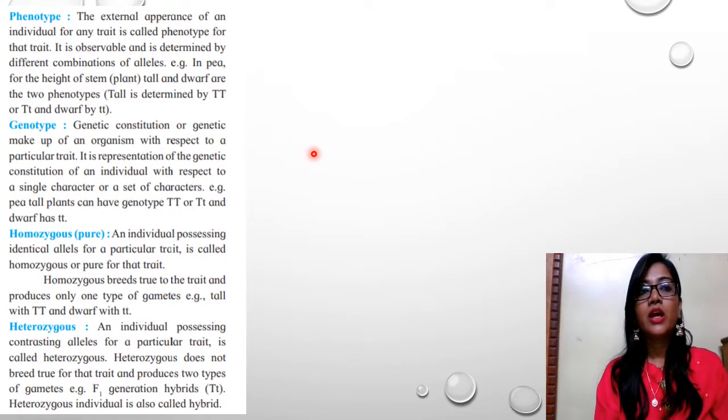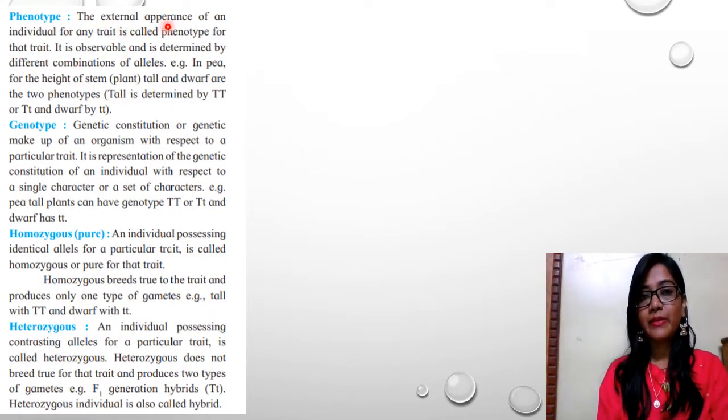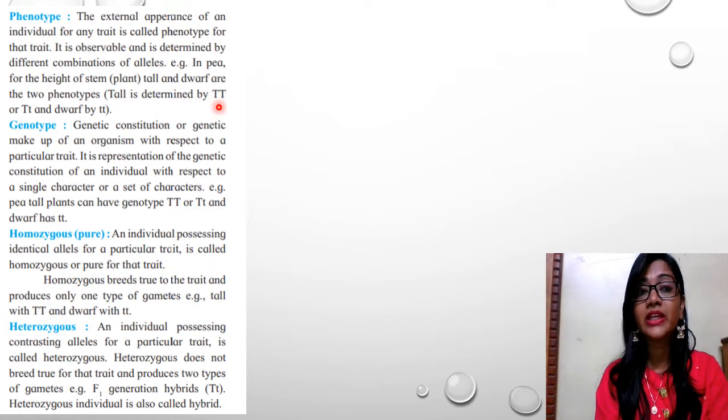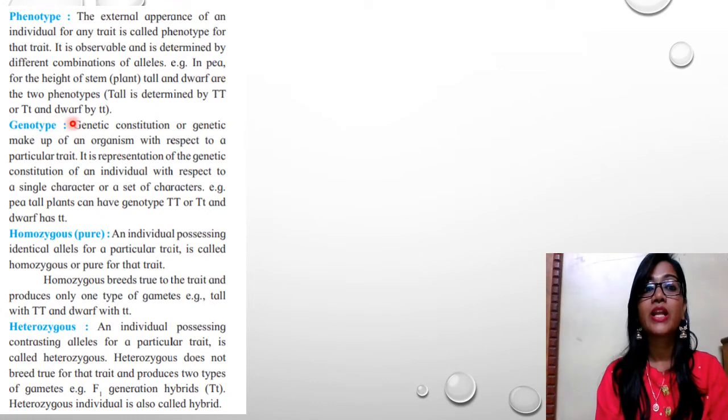What is phenotype? Phenotype is the external appearance of an individual for any trait. It is observable and it is determined by different combinations of alleles. For example, for the height of stem in pea plants, tall and dwarf are the two phenotypes, where tall is determined by capital T, and in heterozygous condition capital T, small t, and dwarf by small t. So that is a phenotype, which is an observable character.